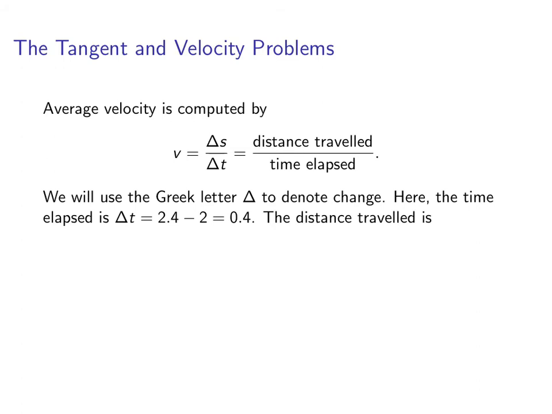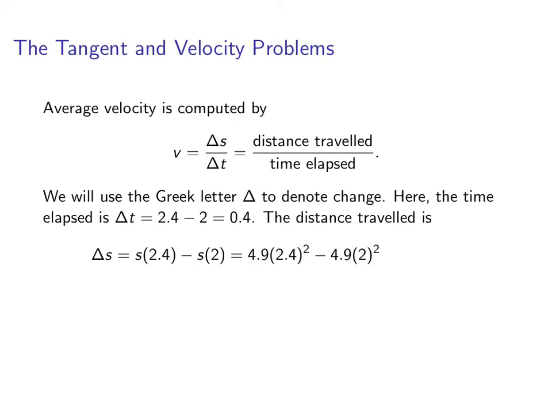Now we need to figure out what the distance traveled is. So the distance traveled is delta s, and that's s of 2.4 minus s of 2. So if we plug that into our formula for s, we get 4.9 times 2.4 squared minus 4.9 times 2 squared. And that all works out to 8.624.